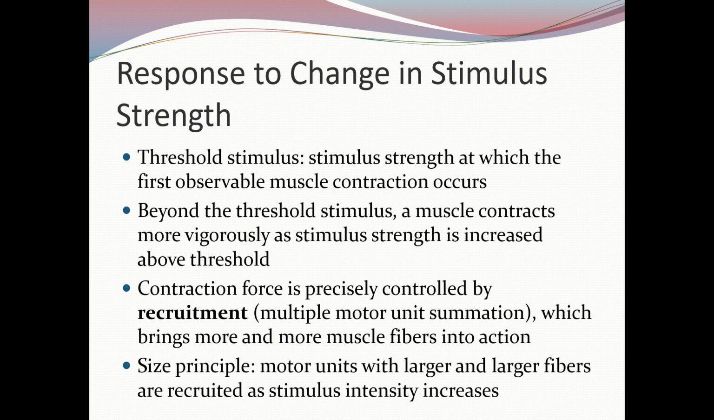So multiple motor unit summation will occur, which brings more and more muscle fibers into action. Motor units with larger and larger fibers are recruited as the stimulus intensity increases. So as the load is heavier and more motor neurons are firing from the brain and the spinal cord, then more motor units will be recruited to help bear that weight.